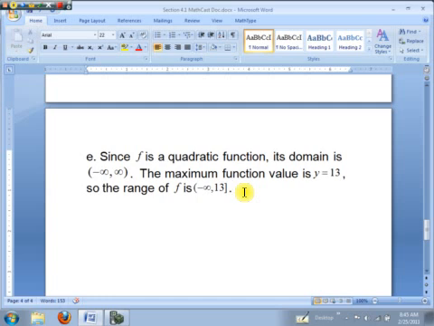So that's how we can explore some of the properties of quadratic functions using our calculator with algebra backup.